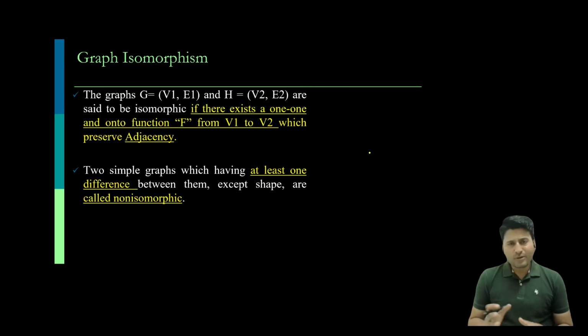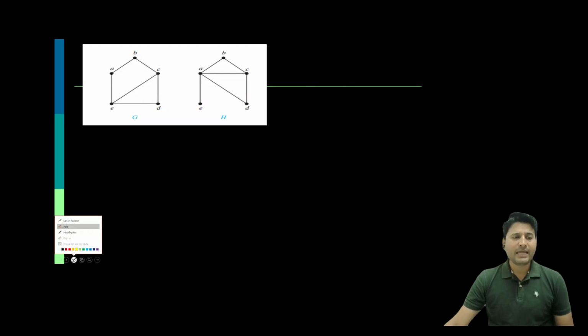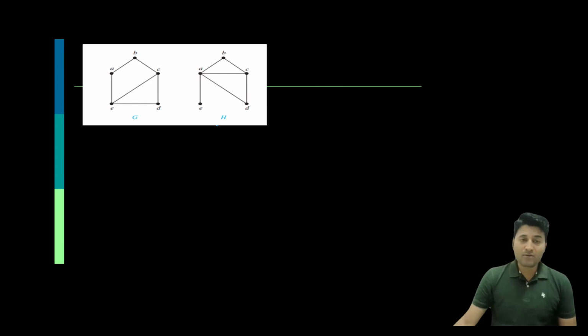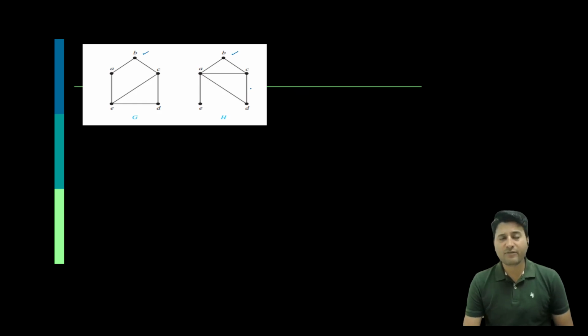To be more clear, let's take a few examples. This is a pair of graphs given to us, and we are supposed to check whether this pair of graphs is isomorphic or not. As we can see, both graphs have the same number of vertices: 1, 2, 3, 4, 5, and 1, 2, 3, 4, 5.